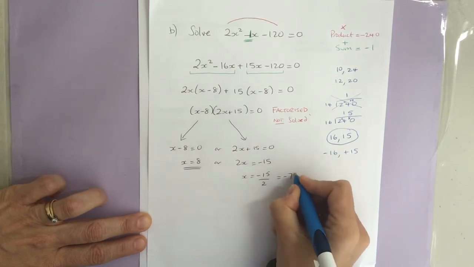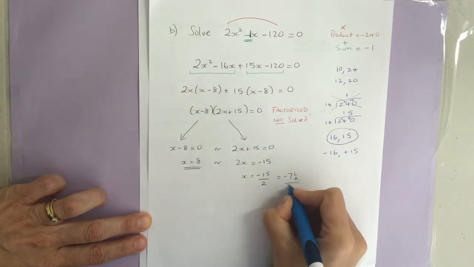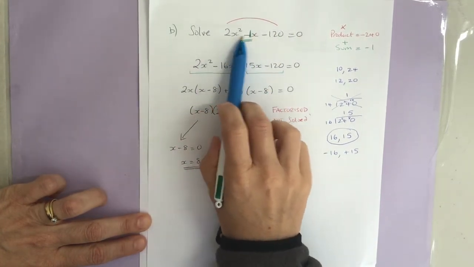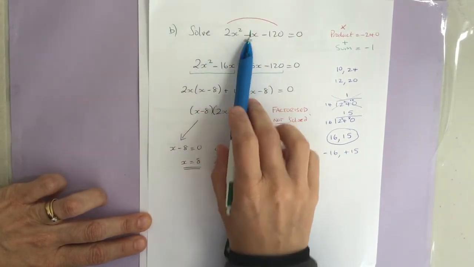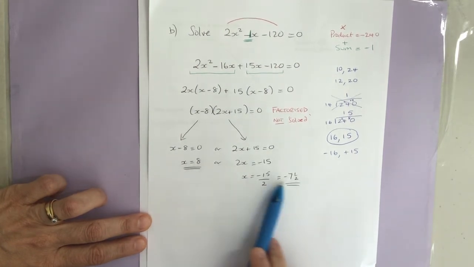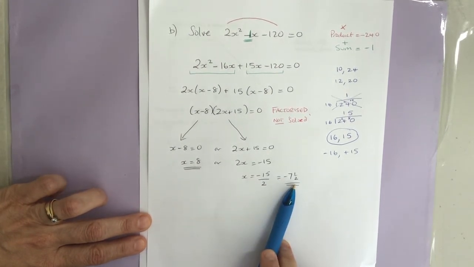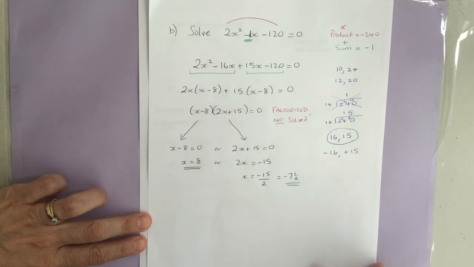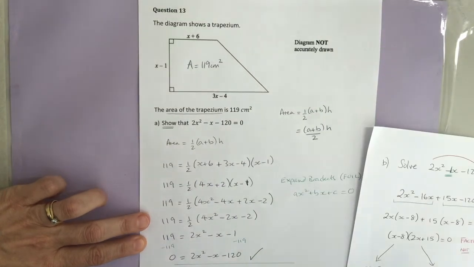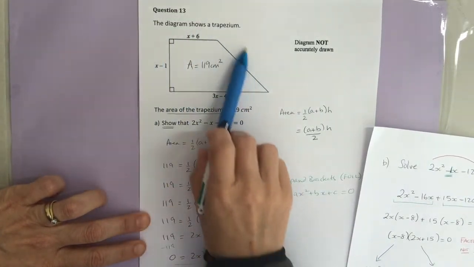Well, that's minus 7.5. So if I was just solving this quadratic without any other part of the question, they would be my two answers, my two values of x. x is 8 or x is minus 7.5. But in this particular question, it's, you know, a real life situation. It's actually a shape here.